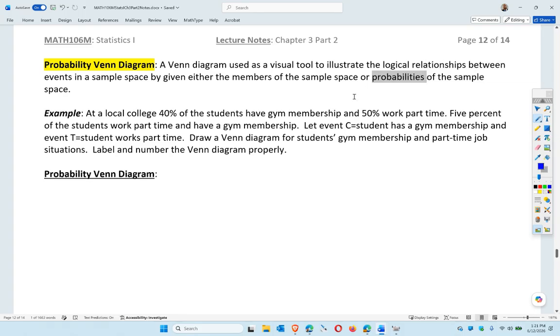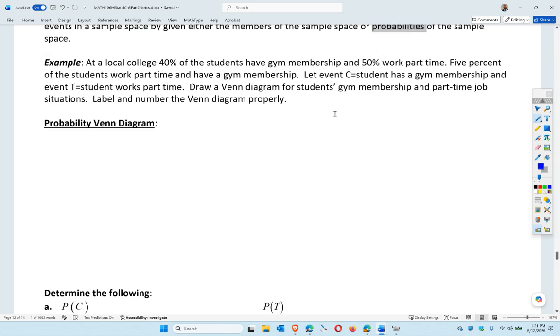Okay, in this example here, you go to a college, 40% of the students have gym memberships and 50% of them work part-time. 5% of the students work part-time and have gym memberships. Let's see, C, the students have gym memberships, and T, the students work part-time. Let's draw the probability Venn diagram. Alright, so we do that.